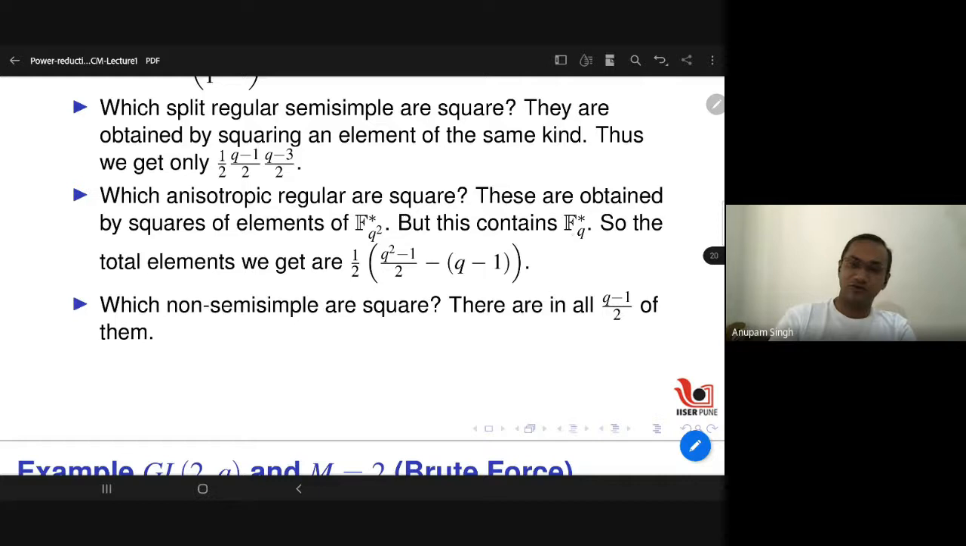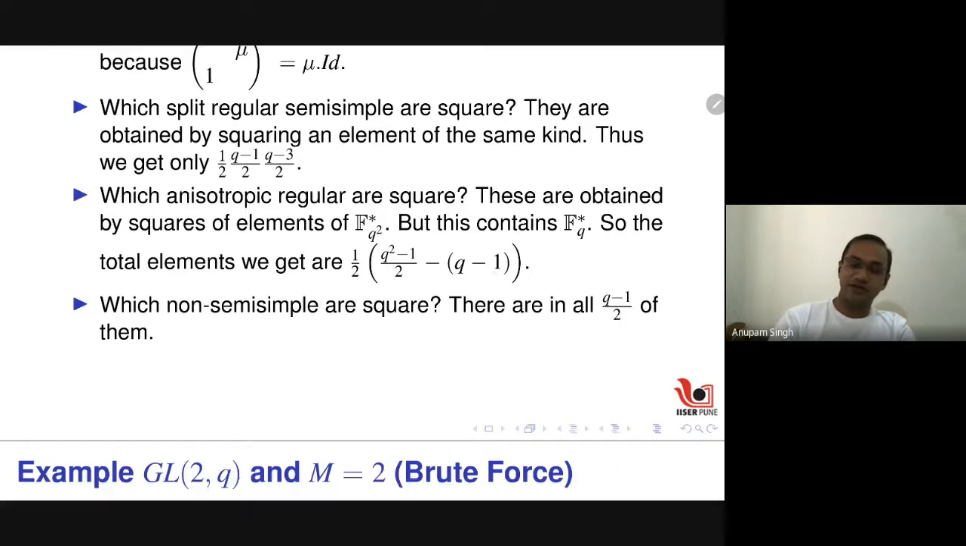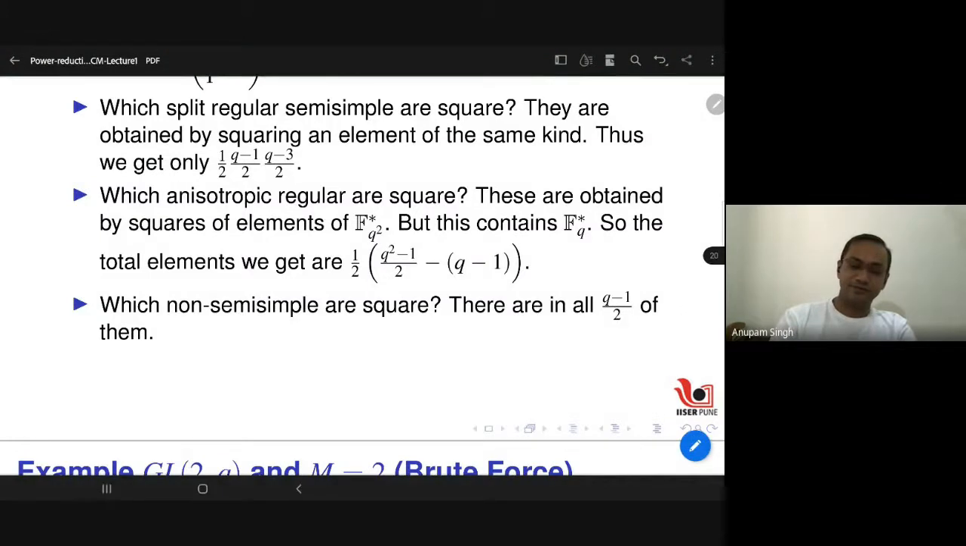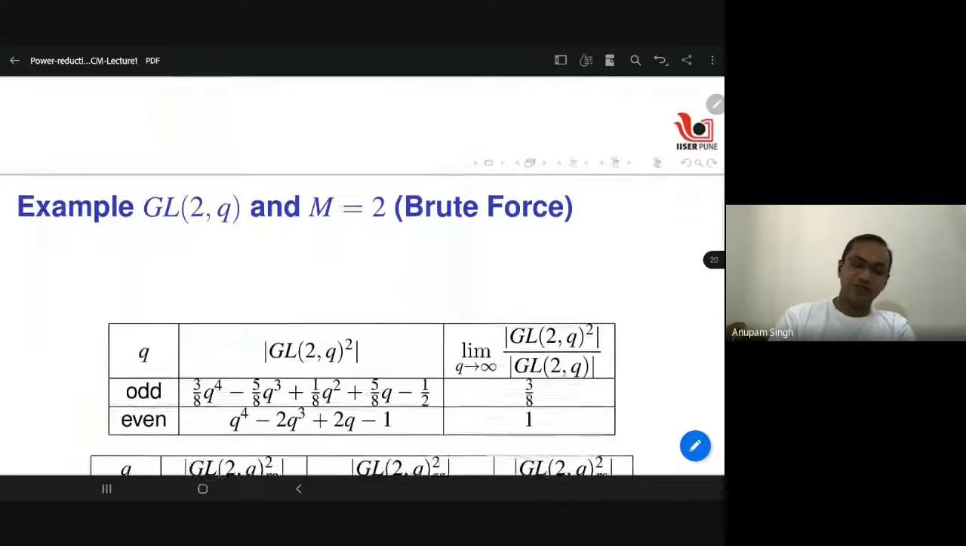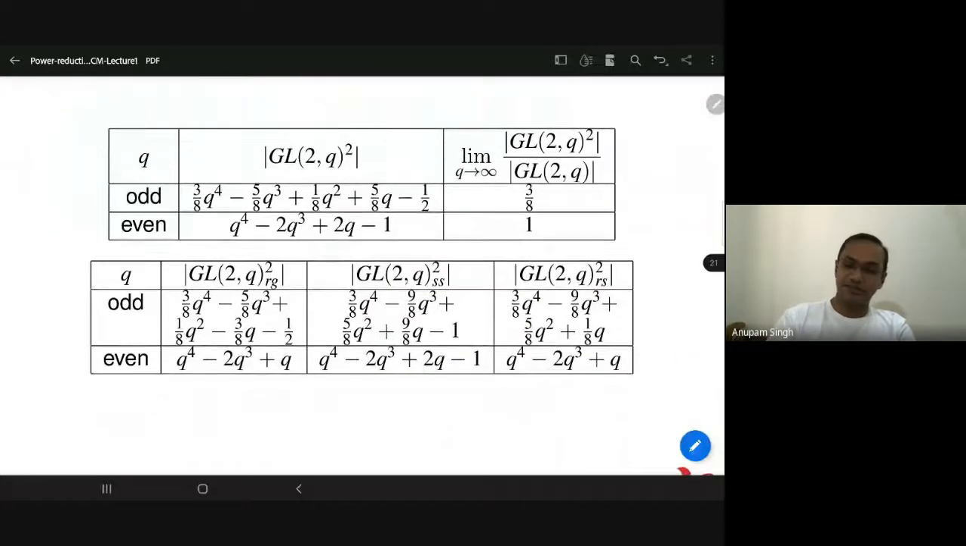Something which doesn't have a square root within F_q has a square root in F_q square, right? Because they give you a degree 2 extension, which is just F_q square. So this will contain the whole of F_q star. So I get (q square minus 1) by 2. I don't want these ones because I'm trying to find the roots for anisotropic regular. So I subtract q minus 1. And again, you have to take half because theta and theta bar will be conjugate. And which non-semi-simple are squares? Again, it will depend whether lambda is a square or not in characteristic 2, right? So there are (q minus 1) by 2. And if you compute all this and sum it up, this is the formula you get at the end.